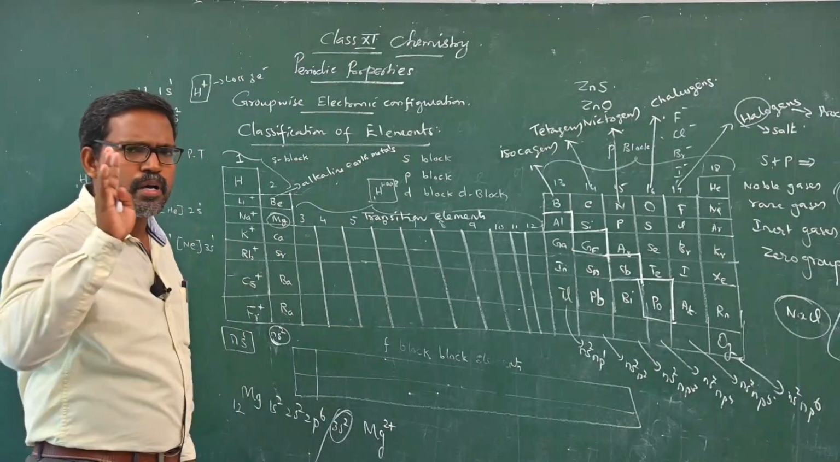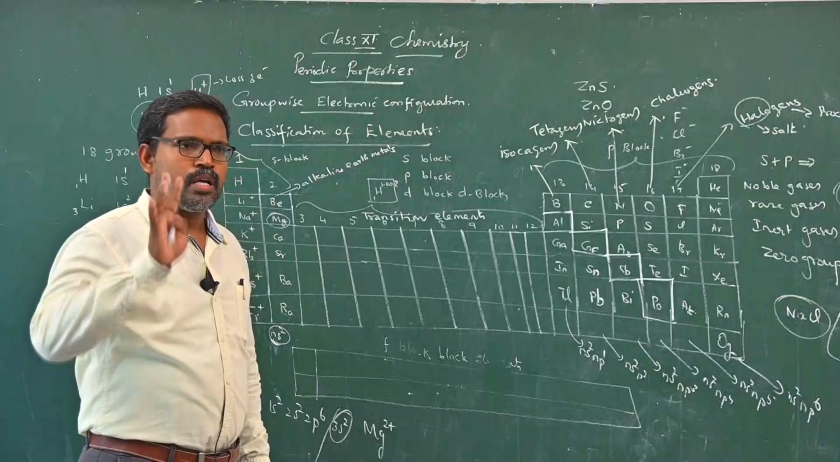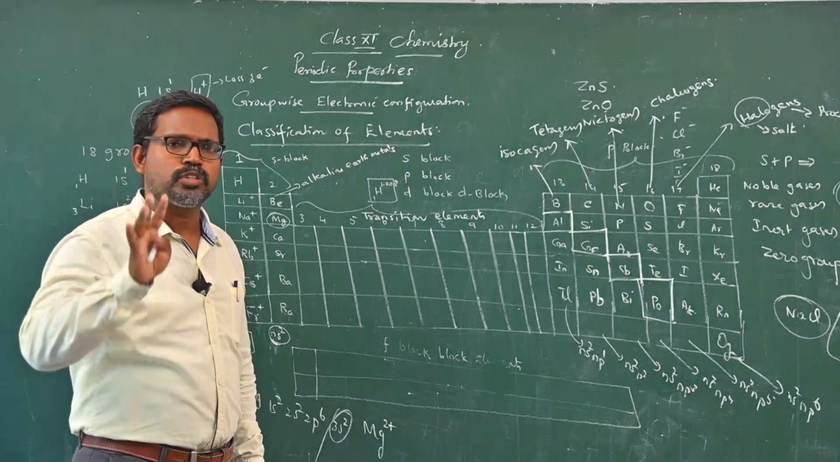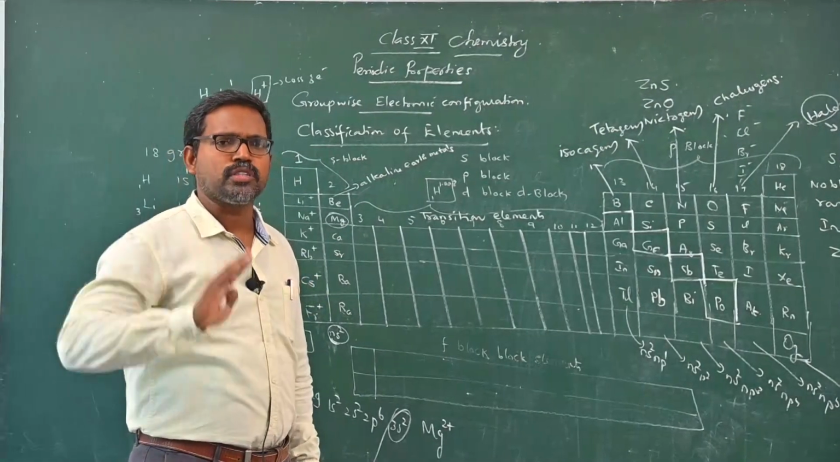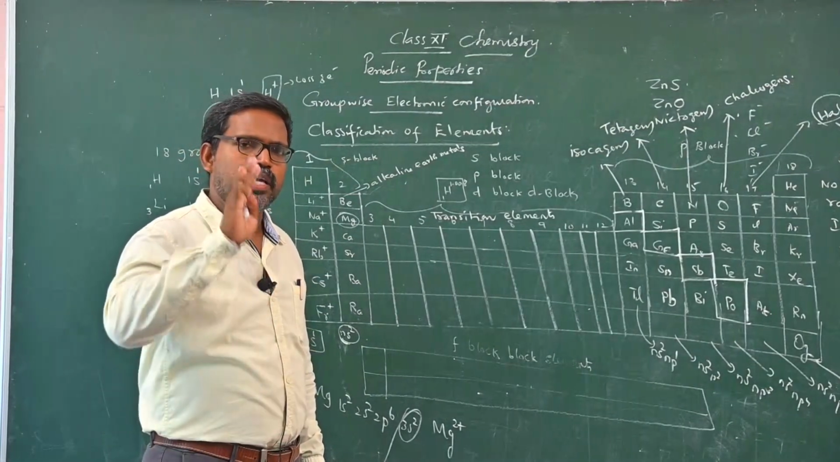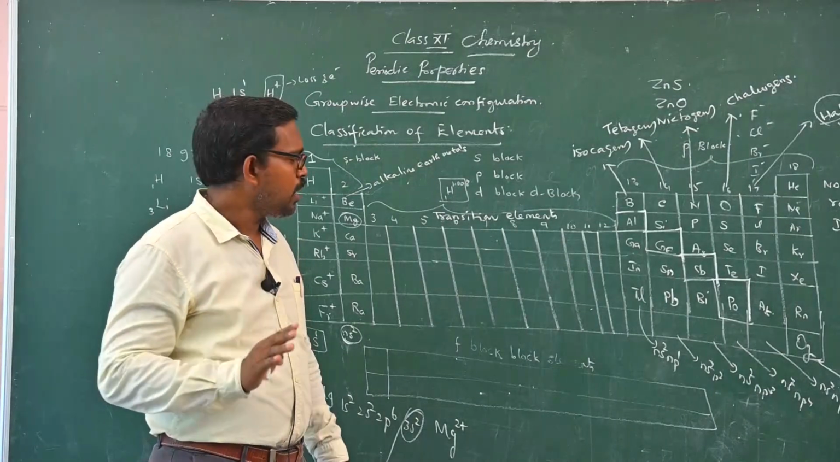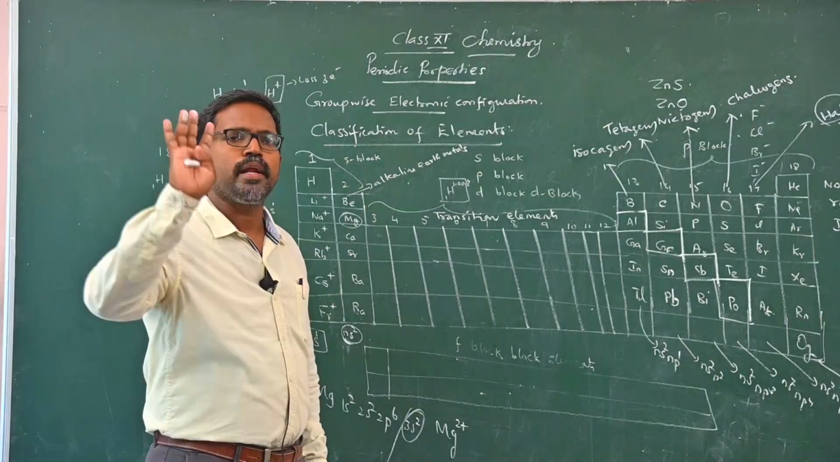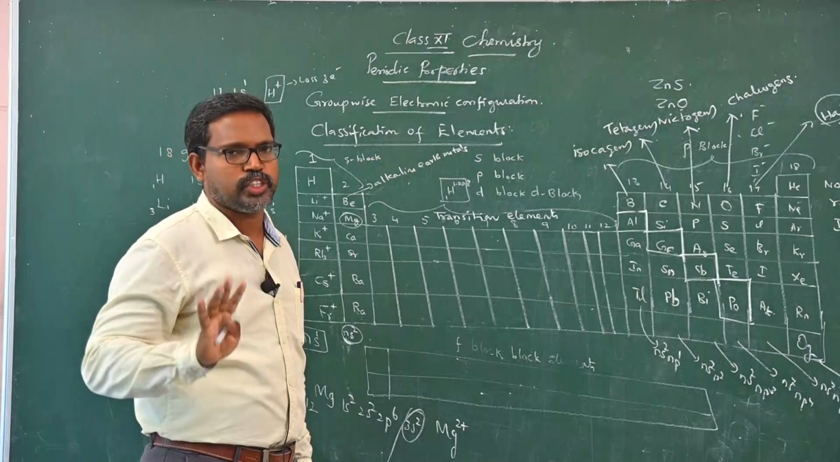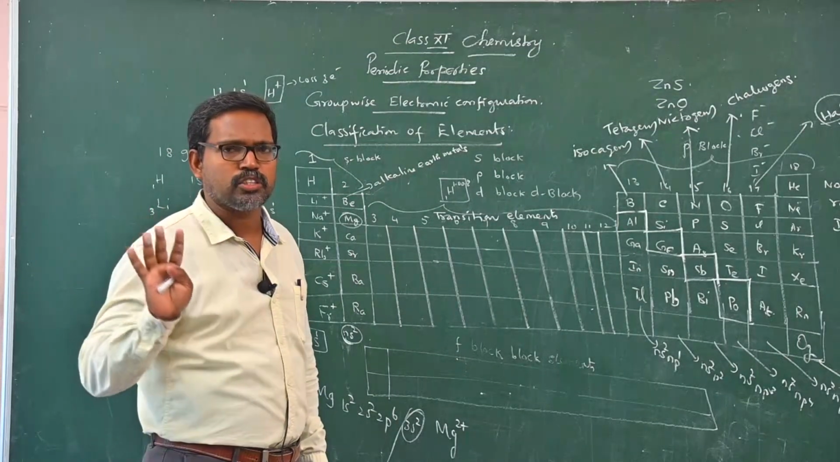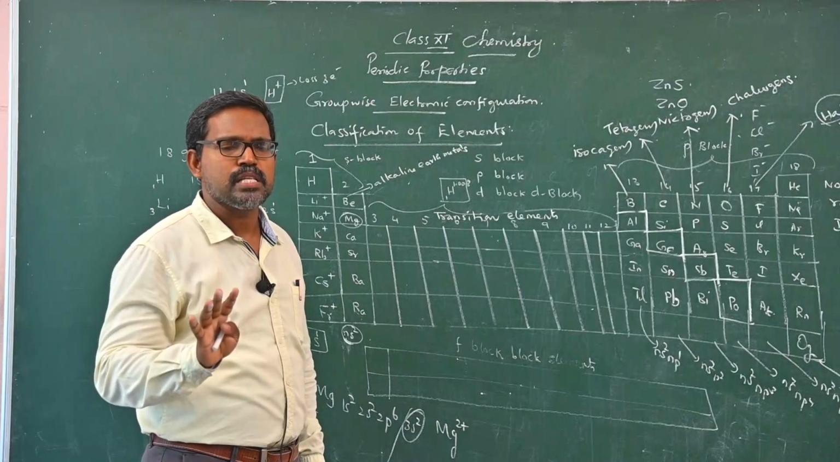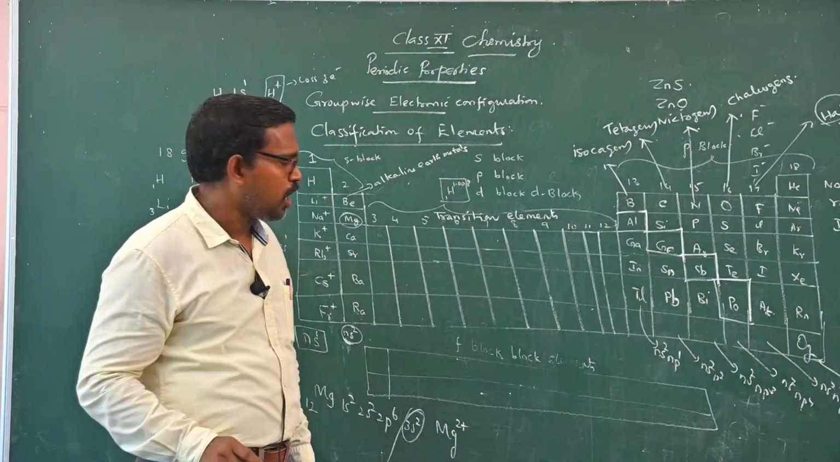They are all reactive metals. Compounds of these metals act as catalysts. They show variable oxidation states and form colored ions. Except mercury, all exist in the solid state. They act as very good conductors of heat and electricity because of the presence of valence shell electrons.